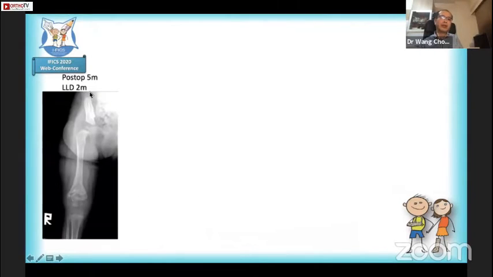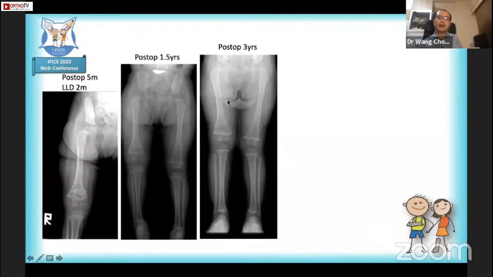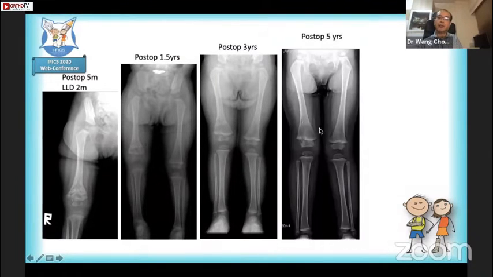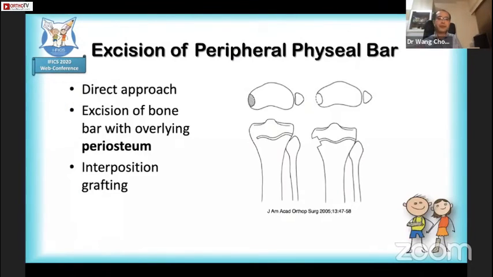So this is post-op 5 months, LLD remains at 2 centimeters. 1.5 years after surgery, still with significant shortening. And you are seeing some catching up of the limb length discrepancy. You can see that the distance of the 2 vascular clips is increasing accordingly. And post-op 5 years, and this is post-op 9 years with a residual shortening of 1.2 centimeters.